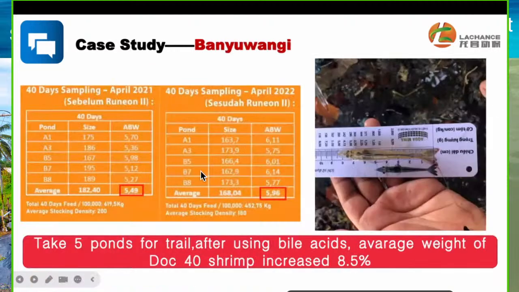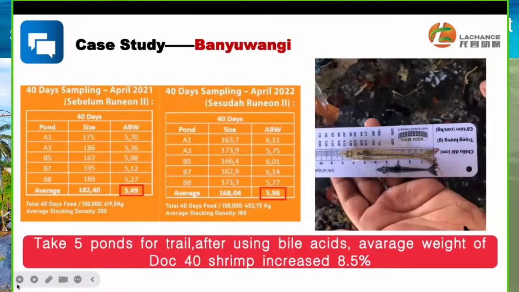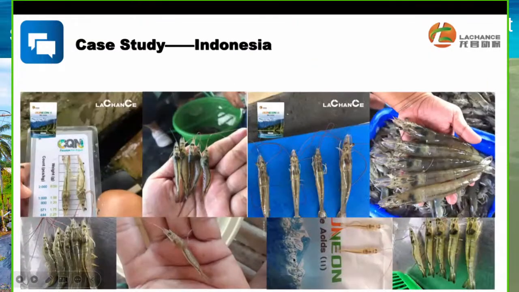And here is the feedback from Banyuwangi, and this chart I shared with you is also in the brochure of our product. Later I will share it with you. This customer took 5 pounds to do the trial, and finally we found the growth performance and the weight increased. And here are some feedbacks.